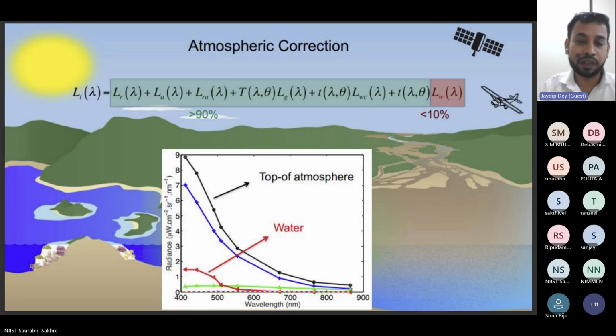Here you can see when upwelling irradiance is reaching the sensor, the disturbance from the top of the atmosphere is very high. There is a 90% chance of getting disturbance or obstruction from the atmosphere, and only 10% we are getting from our water. So we need to avoid all this error, which is why atmospheric correction is necessary. That's called top of the atmosphere correction.